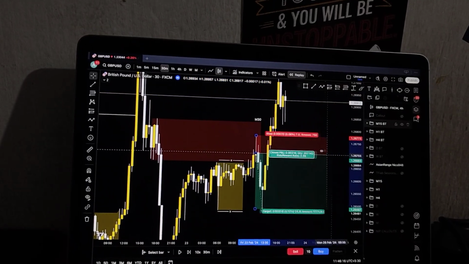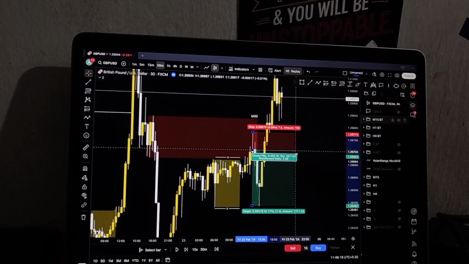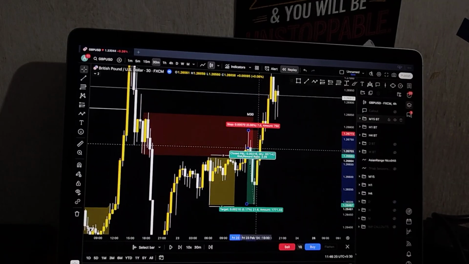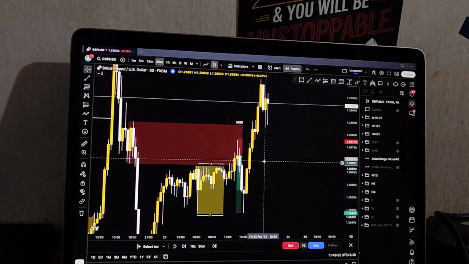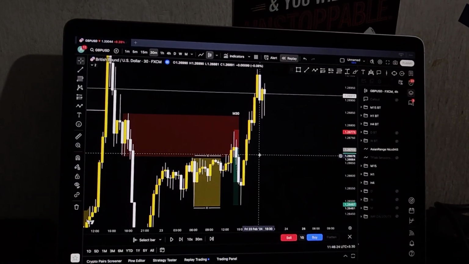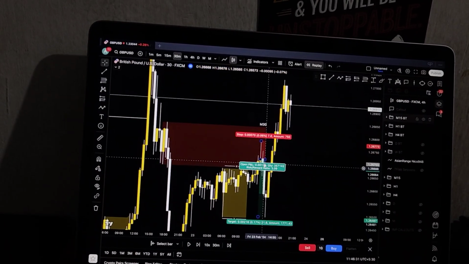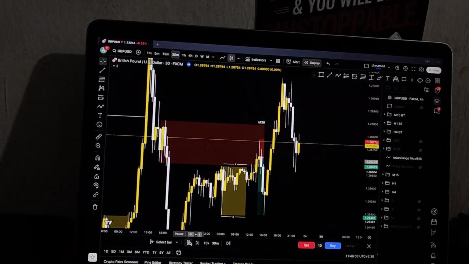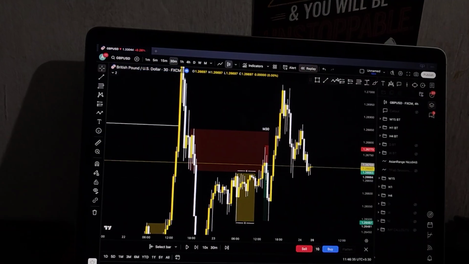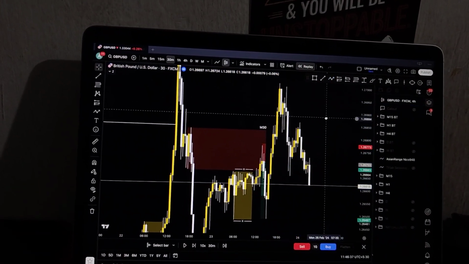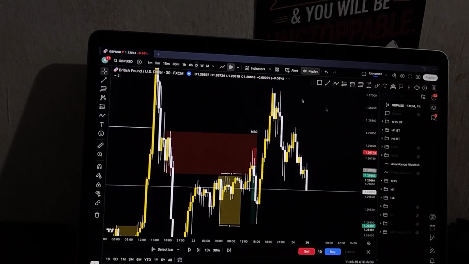We got our 1:3. My bias was not clear, like it was not aligning with the weekly bias being bullish, but it was aligning with the daily bias, so I took a small position right here. And that was a winner. So at the end of the day, a win is a win. Yep. So this was a week for you guys.